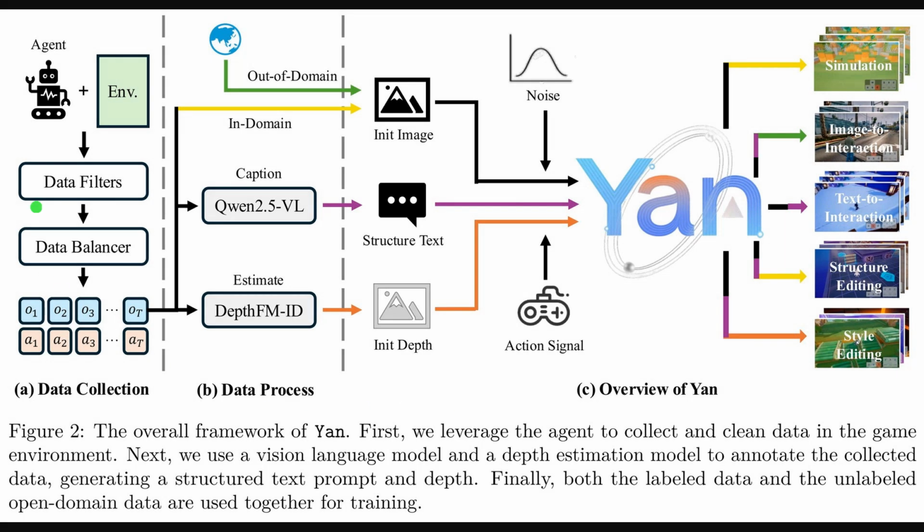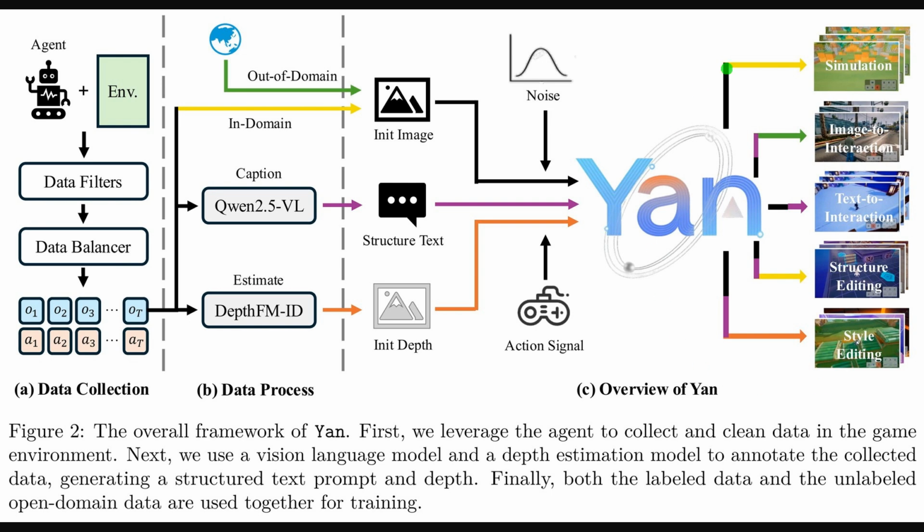Okay, this overview diagram stitches the pipeline together. On the left, an agent explores the game world, filters and balances trajectories, then outputs synchronized observations and actions. In the middle, automated labeling generates structured captions using a vision language model and estimates depth with the depth model, while mixing in out-of-domain images.